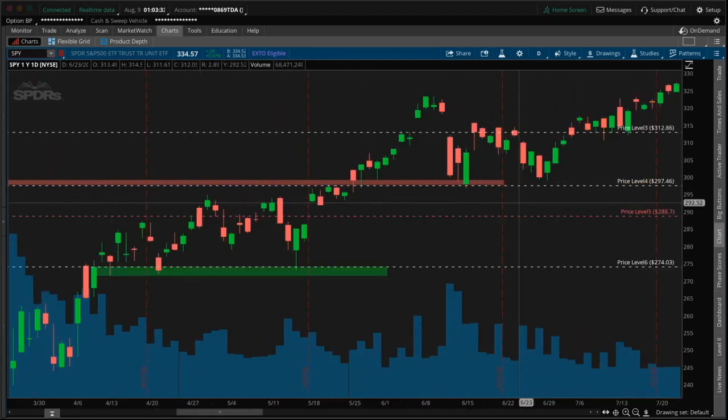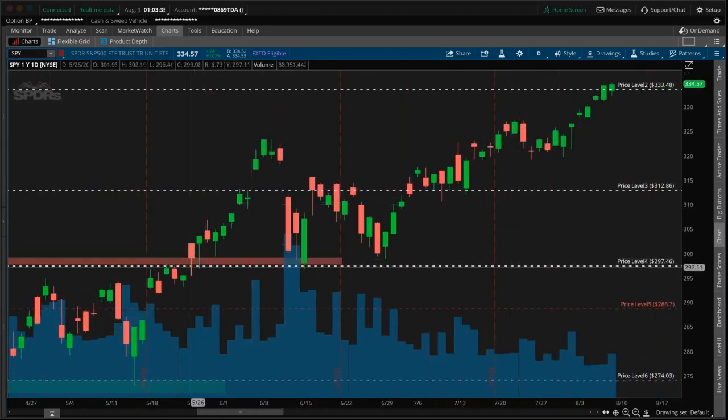But notice how once we break over 297 and we continue to hold, that is now our new buy zone. So in this case, I would change this back to a green box. So now I know that every time we come into there, I can be looking to be a buyer instead of a seller.